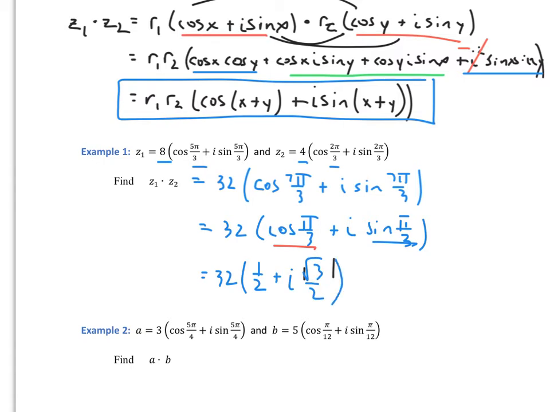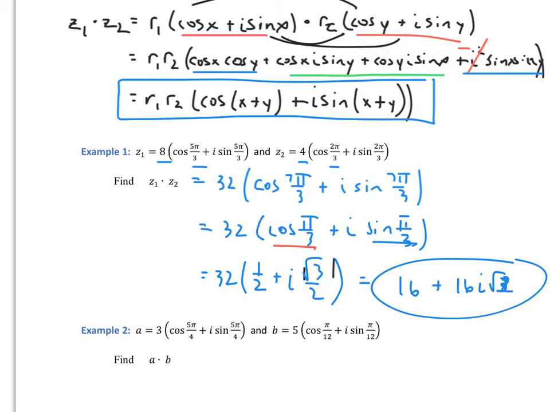Root 3 over 2. All right, distribute the 32s. Half of 32 is 16. And then plus, you can have 16i root 3. You can have 16 root 3 i. You can, whatever you want to do. Sorry, root 3. Yes, you're right. Thank you. Root 3.